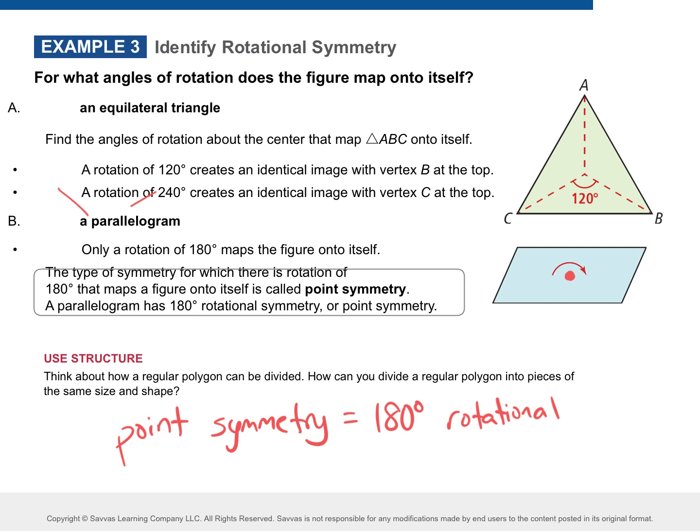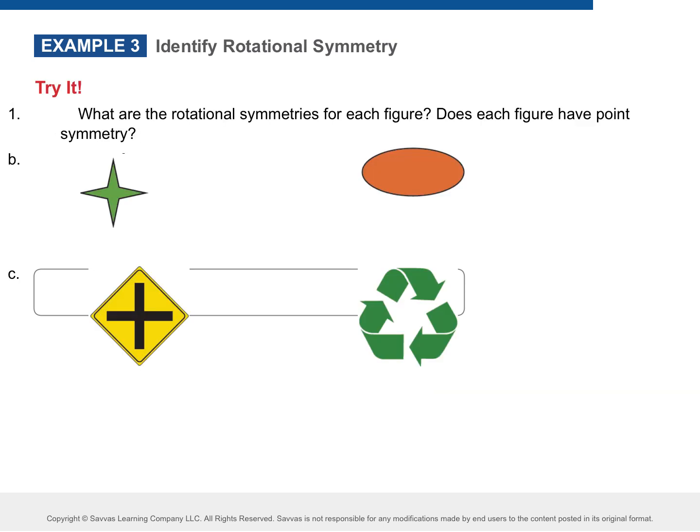So again, point symmetry is if I can put a point in the middle of the image and I just flip it upside down 180 degrees. If it's the same, then it has point symmetry. So point symmetry and 180 degree rotational symmetry is the same thing. They just put a name to it because 180 is the most common symmetry. Questions on point symmetry? Try 3A, B, C, and D. You're going through all 3 of those options: reflectional symmetry, rotational symmetry, and point symmetry.